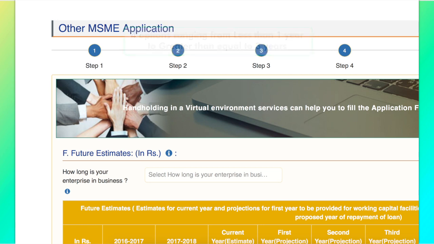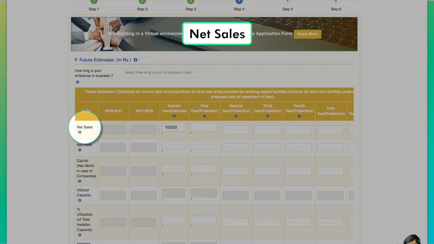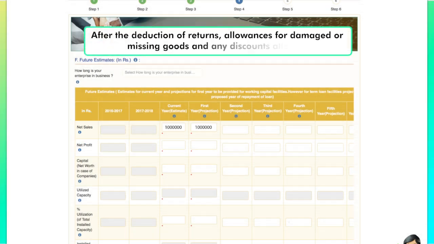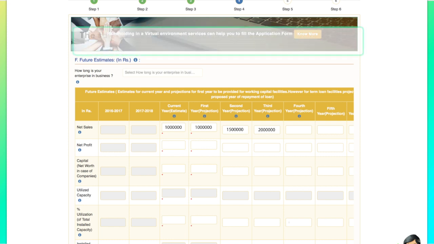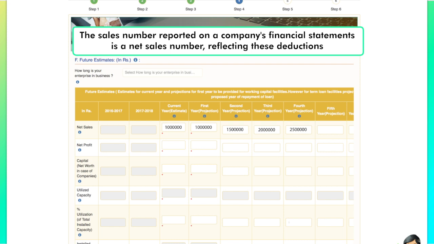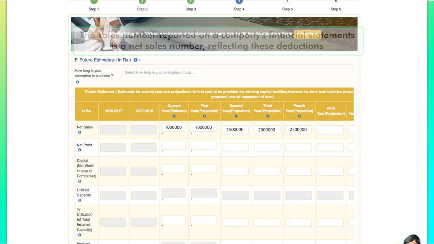Net sales are the amount of sales generated by a unit after the deduction of returns, allowances for damaged or missing goods or any discounts allowed. The sales number reported on a company's financial statements is a net sales number, reflecting these deductions.